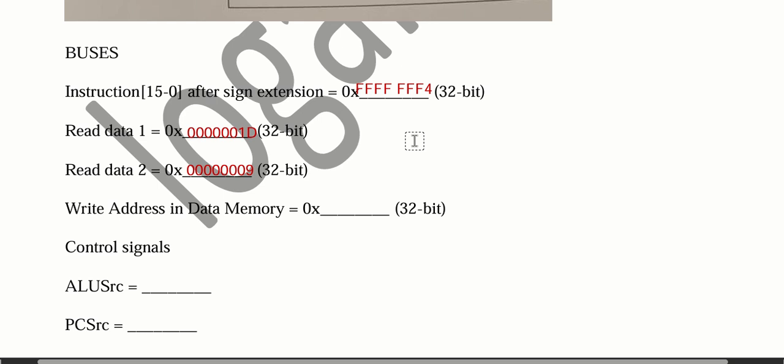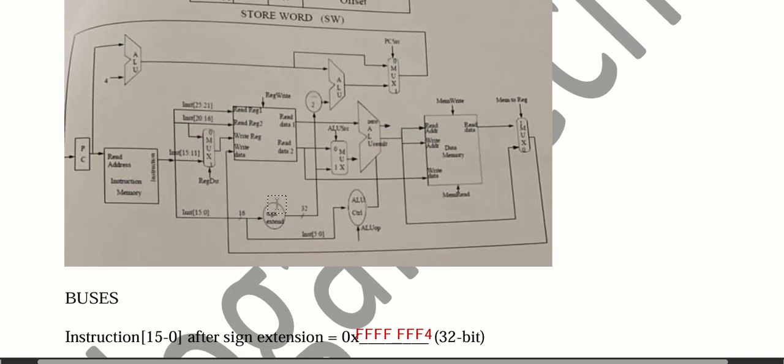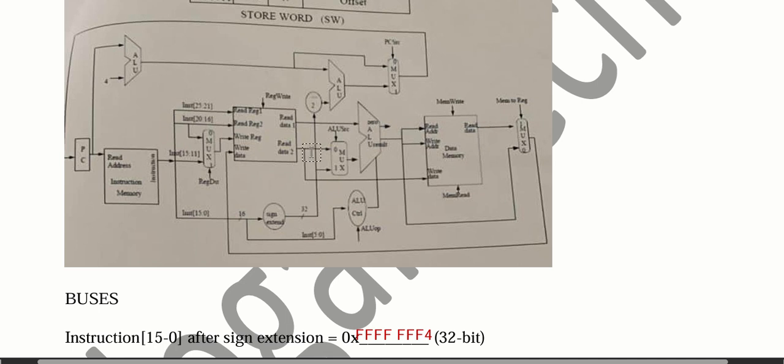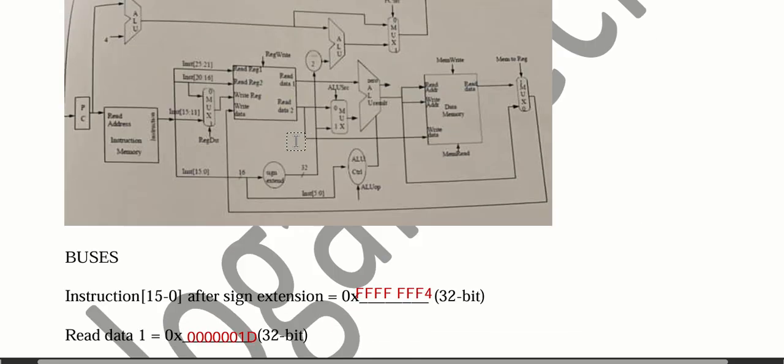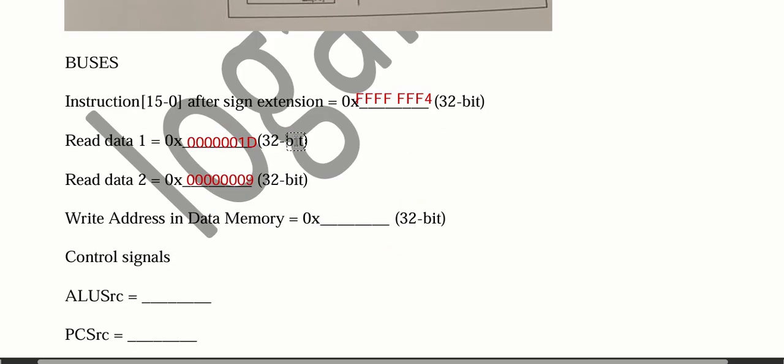Now, the next part says find the write address in data memory. You realize that in this instruction, when you're executing, the sign extended number, we will add it to the base address, and that will give us the write address, right? So in essence, the write address will just be the 29 plus the negative 12. Remember, $29 stores 29, right? So 29 plus negative 12 is, I think, 17, right? So what you're expecting is the number 17.